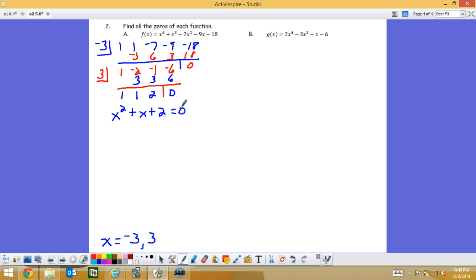So we're going to set that equal to 0. What we've basically done is factored that by finding two of the zeros and then using synthetic division to find the last factor. So we're basically rewriting this as x plus 3 times x minus 3 times x squared plus x plus 2. Now this one, no factors of 2 add up to 1. So I would probably do the quadratic formula since b is odd.